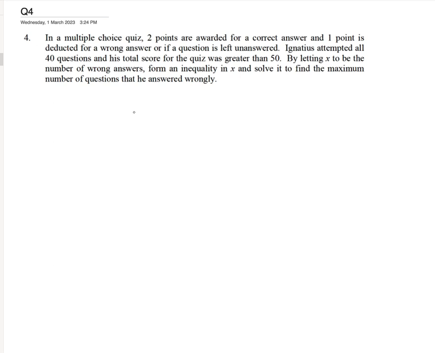This is a problem sum on inequalities. We have a multiple choice quiz. 2 points awarded for correct answer, 1 point deducted for wrong answer, or if a question is unanswered. But here you see that Ignatius has attempted all the questions, so we don't need to be worried about this part. And his total score was greater than 50. And x being the number of wrong answers.